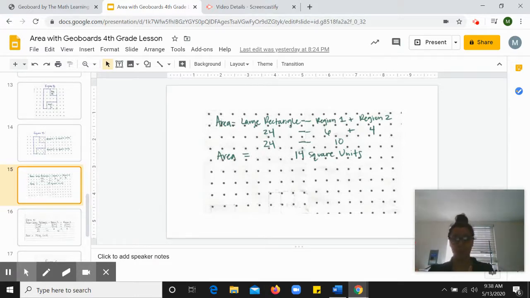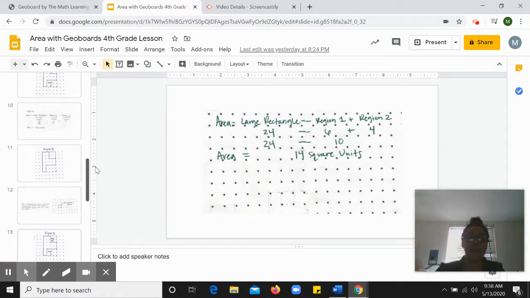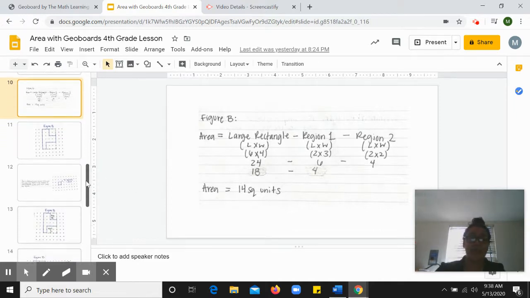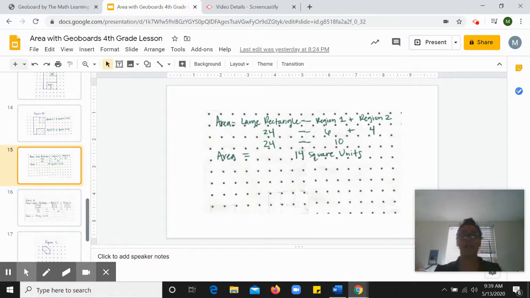In order to check this, we can do the entire thing by using length times width, like we did before. And instead of adding 6 plus 4, we can subtract 6 from 24, which equals 18. Then we can subtract 4 from 18, which equals 14. So this answer equals the same as this answer. In the other way, we added, then we subtracted. So again, if you want to check your answer, you can do the addition method. Then to check your answer, you can use the rectangle method.